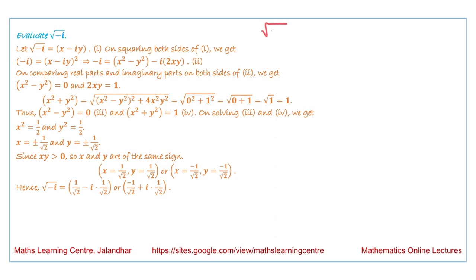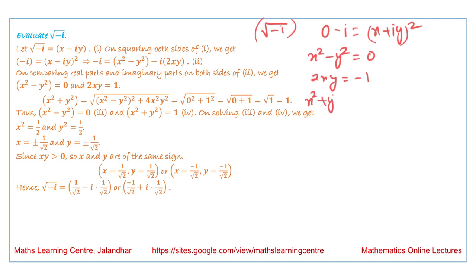So we can write the square root of minus iota we are talking about. We are considering minus iota is equal to (x plus iota y) squared. So this is 0 plus this. We are getting x square minus y square is equal to 0, and 2xy is equal to minus 1. So x square plus y square will be equal to the square root of 1, that is equal to 1.